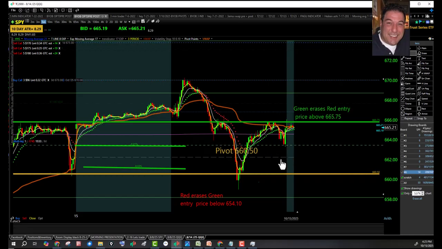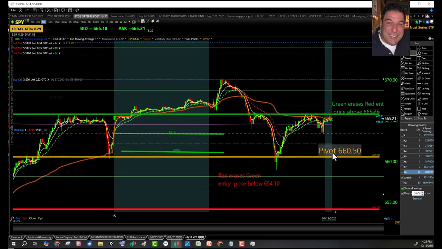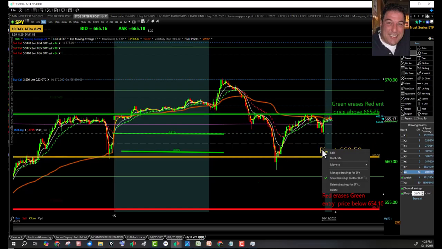And this was the pivot. You can see where price snapped right down into my pivot. See my pivot right here? That's the brown line, 660.50. Here comes price, comes down, rolls over right into the pivot and bounces. Nice bounce, a $5 bounce. That's nice when you get a $5 bounce off the pivot. That's a beautiful thing. Just saying. So there's SPY on the 5-minute chart.